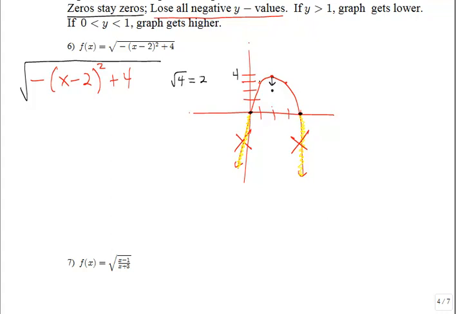Now let's take a look at this dot over here, for example. This is at a height of 3. So what would be the square root of 3? Well, that's about 1.7. So it's going to drop down a little bit as well, and likewise on this side.